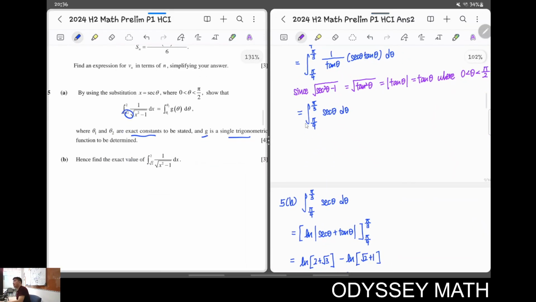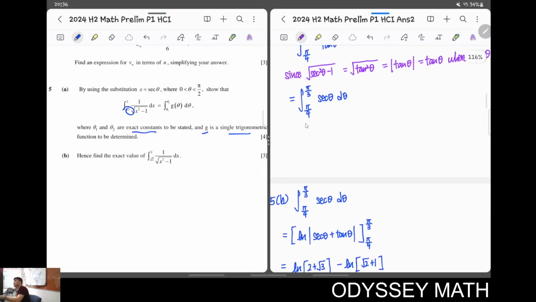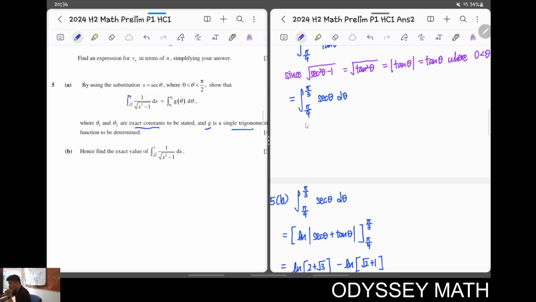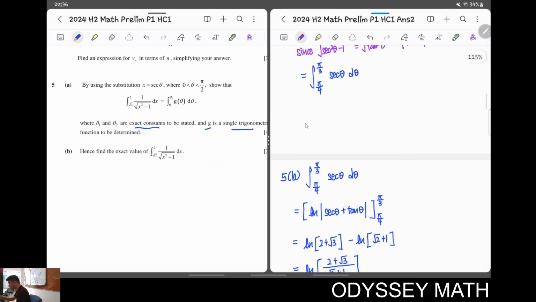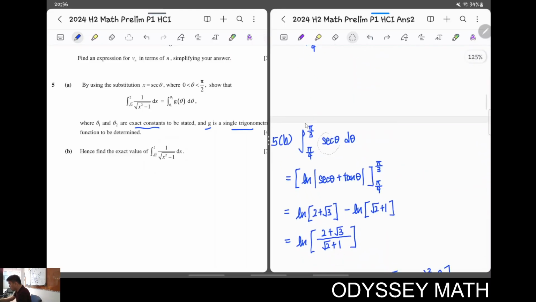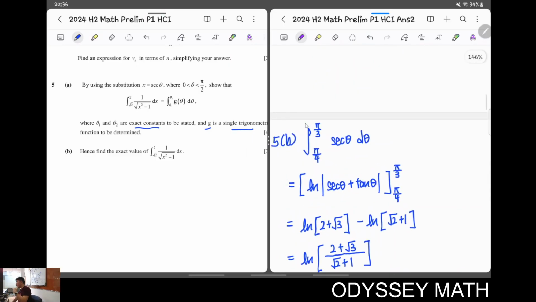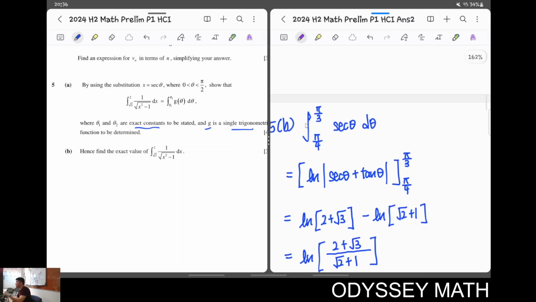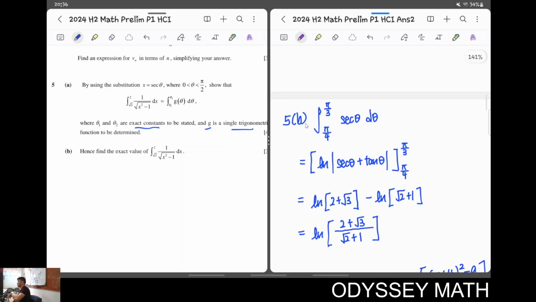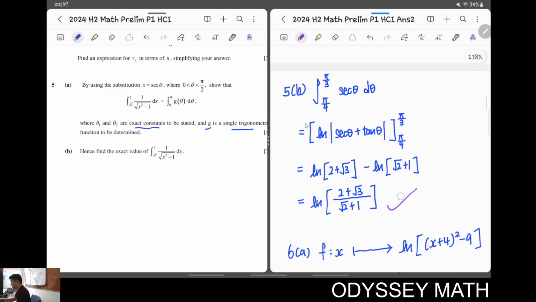Part B, hence find the exact value of this definite integral over here. So we make use of the change of variable. So the exact value of this definite integral is just the exact value of this definite integral. And integrating this will give you, okay, modulus again. If you feel very afraid that, is it negative or not negative, then never mind. You simply just put the modulus, understand or not? But in fact, it is positive inside the expression. So the answer is just this. Any question on question 5?